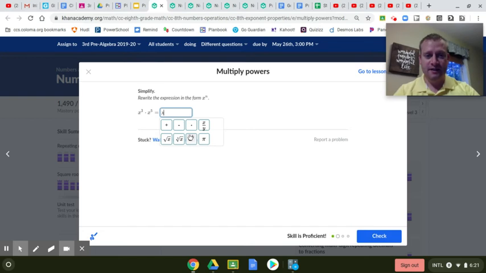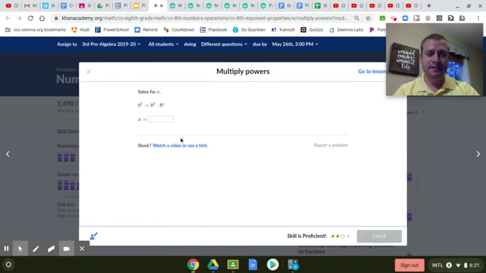X, and again, 3 plus 5 is 8 altogether. X would be multiplied by itself 8 times. Going to go pretty fast here.